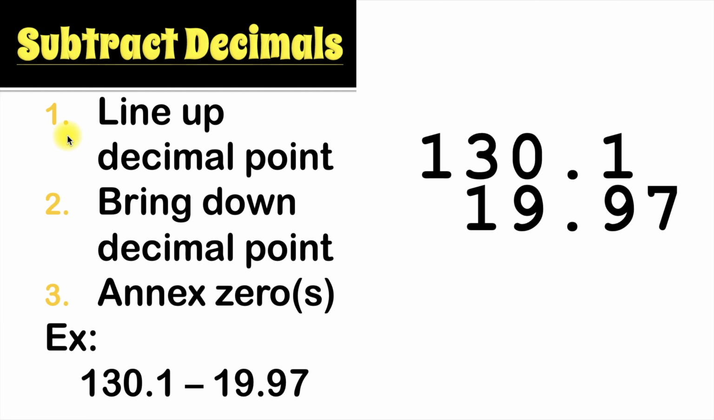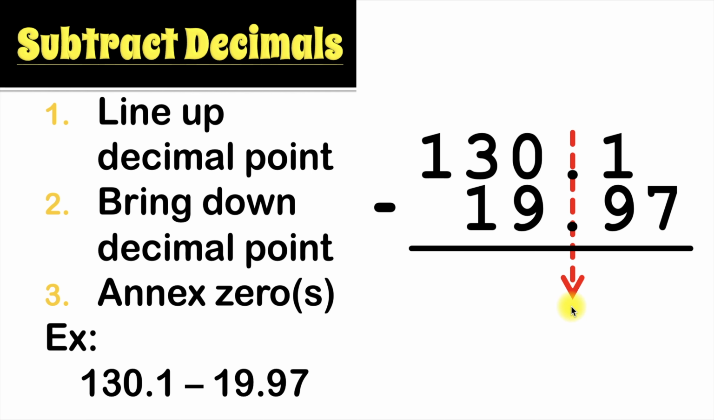So we're done with step 1, and now we can move to step 2, which is to bring down the decimal point. After we write the minus sign and the line for our work, the decimal point needs to come directly down into the answer. So you'll notice how these decimal points are lined up, and the decimal point for our answer is going to be right here under the other decimal points. So now we're done with step 2.